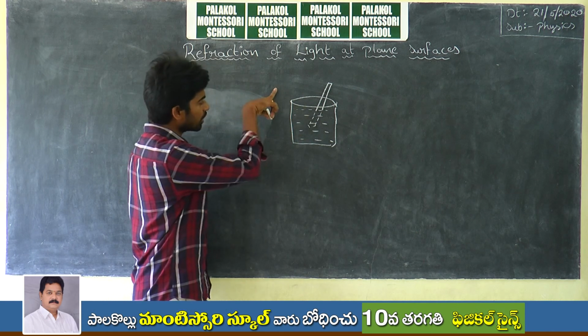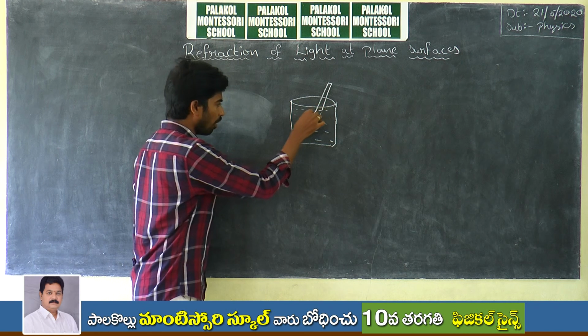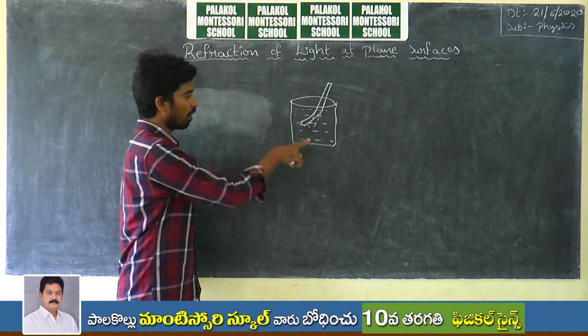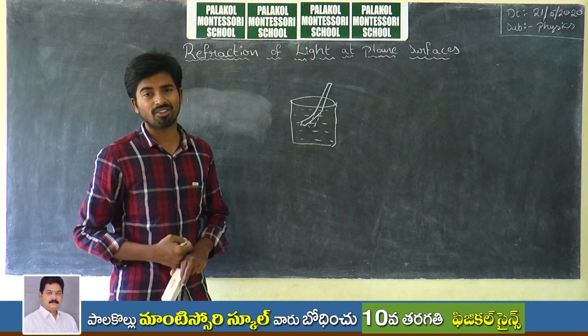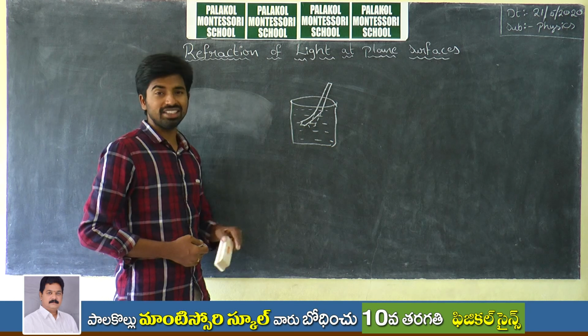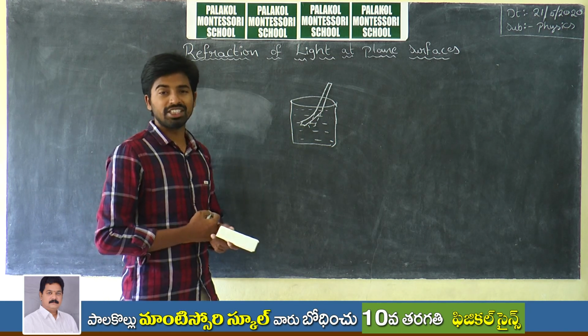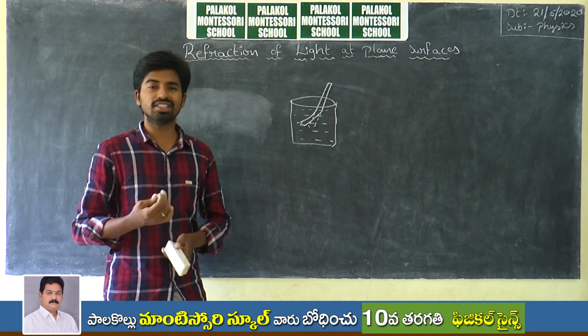But if you observe the structure of this pencil in the water, you will observe a small bend in its structure. What is the reason behind it? How can you explain this optical illusion? It appears as a small bend in its structure.